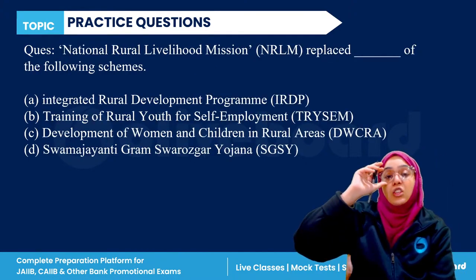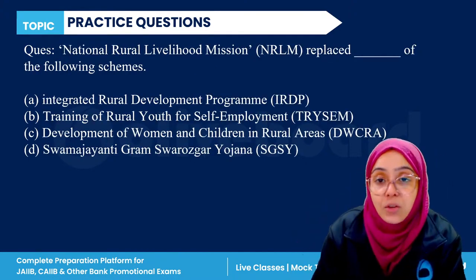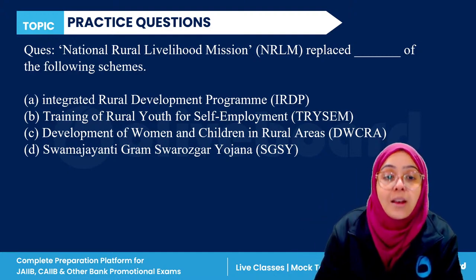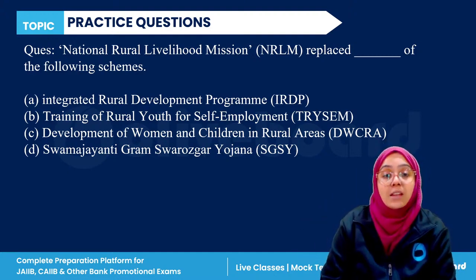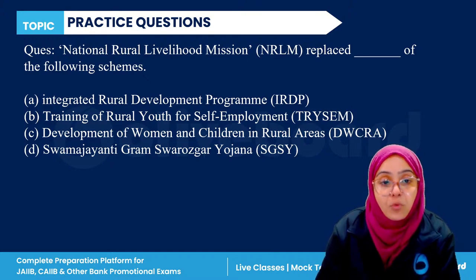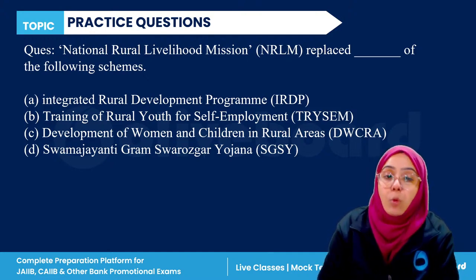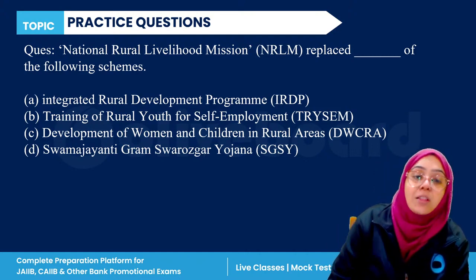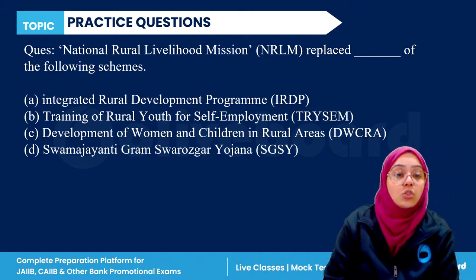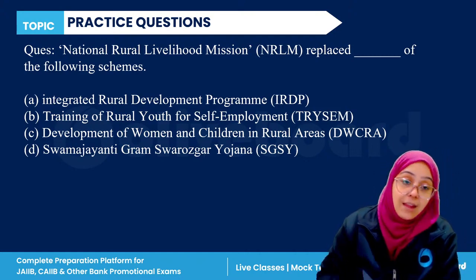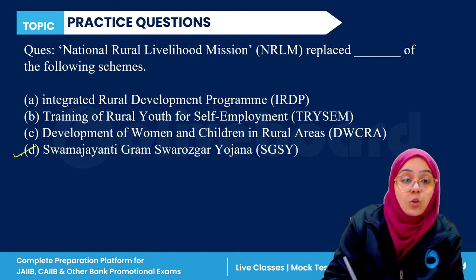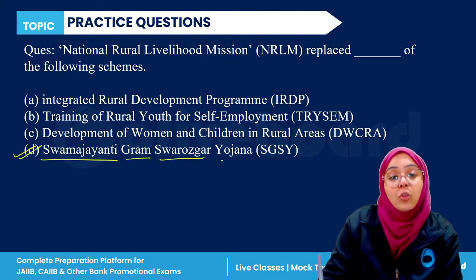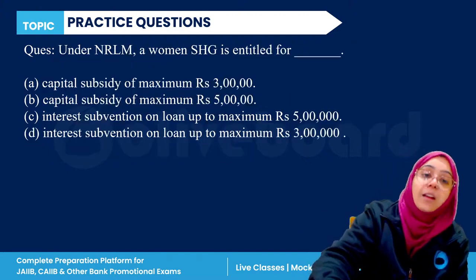Next question. National Rural Livelihood Mission replaces which of the following schemes? Integrated Rural Development Program, Training of Rural Youth for Self-Employment, Development of Women and Children in Rural Areas, or Swarnajayanti Gram Swarozgar Yojana. Everyone, yes, D. National Rural Livelihood Mission actually replaces the Swarnajayanti Gram Swarozgar Yojana. D is the correct answer.